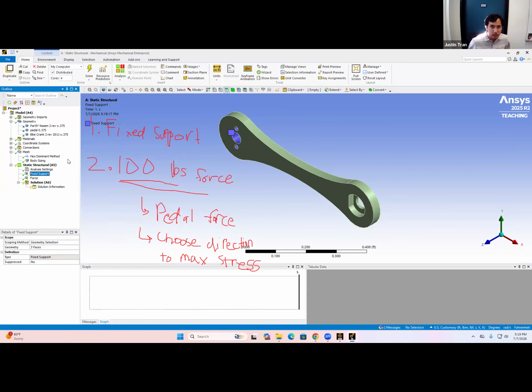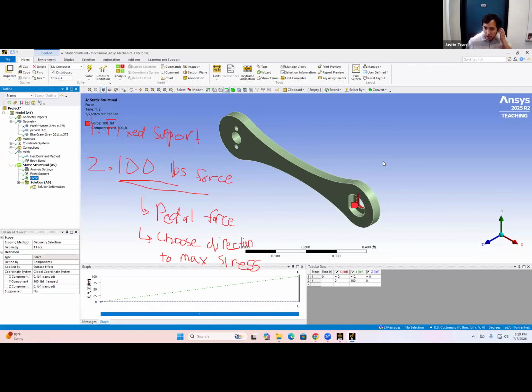First is a fixed support, and we're going to fix this bike crank where it attaches to the bike frame. If you remember from earlier, we suppressed the pedal, so the pedal was on this side of the bike crank and the frame is attached on this side. I've gone ahead and fixed all three of these. You technically only need one, but you can also select multiple surfaces if you want. If you didn't know, you can click on a surface, then hold down Control on the keyboard and click to select multiple. So I applied the fixed support on that part there. And then for the force boundary condition, I applied it on the pedal side.